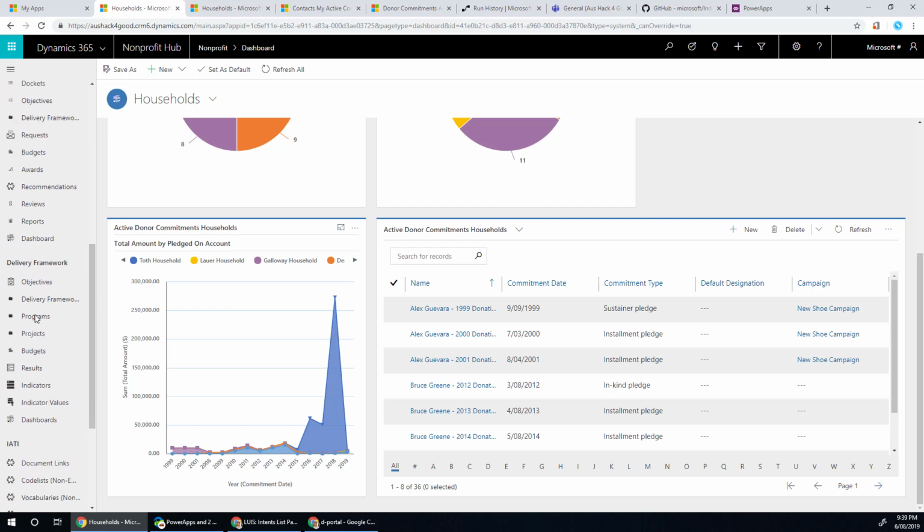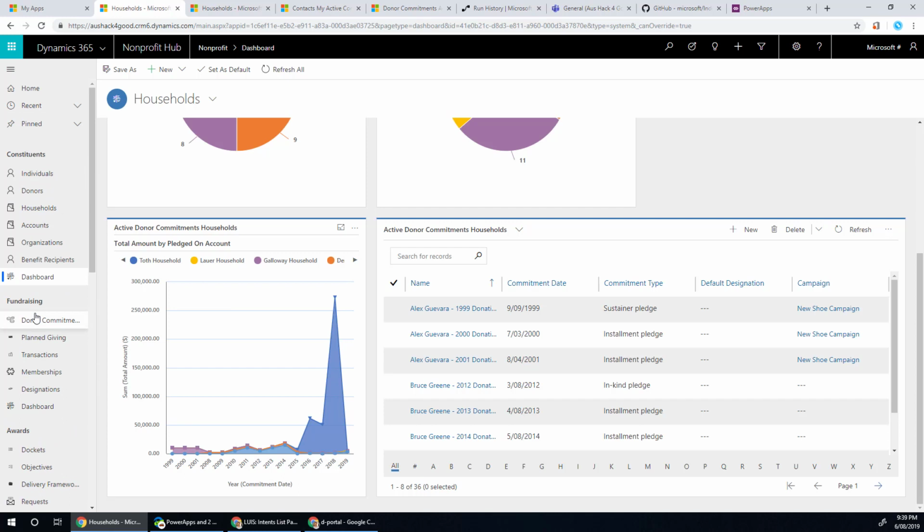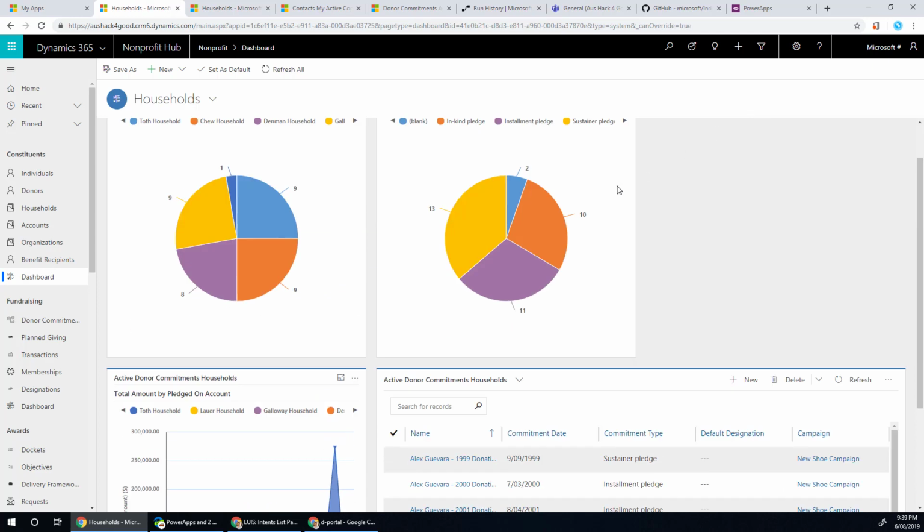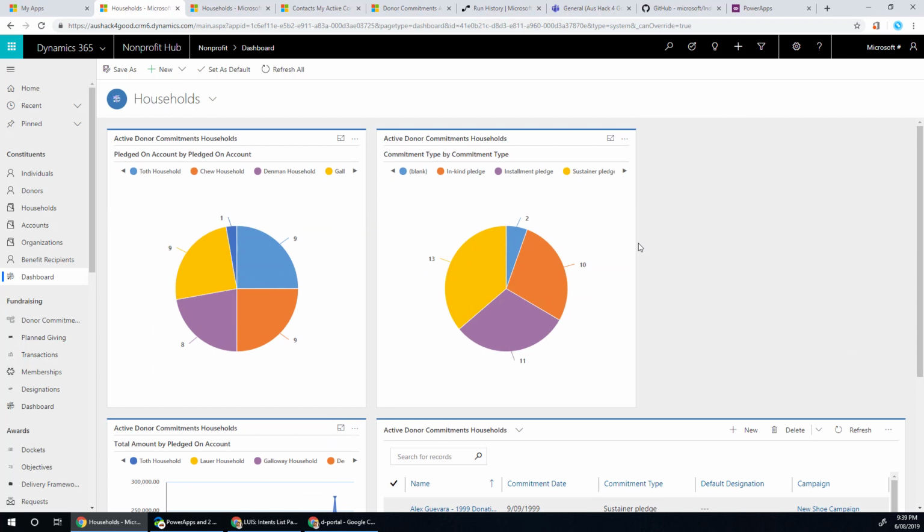But probably, best if you've never looked at Dynamics 365, which is using the nonprofit starter pack in this particular case, a good place to start would be to just look at the homepage and how the business application world has transformed in the last few years as well.